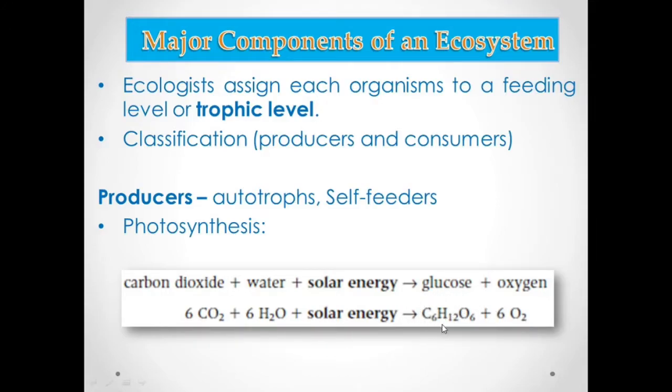So this is the chemical formula for glucose. This is the chemical formula for carbon dioxide, and you have the water, plus the input of solar energy, which the plants use to make the organic molecules, which is the glucose, which stores the chemical energy that plants need.